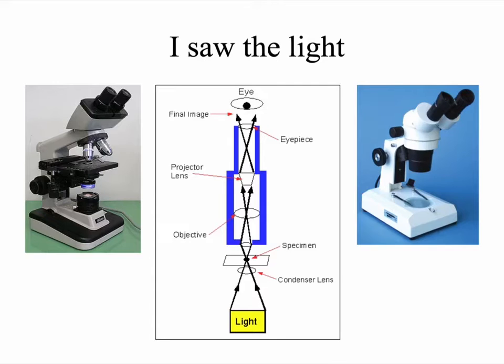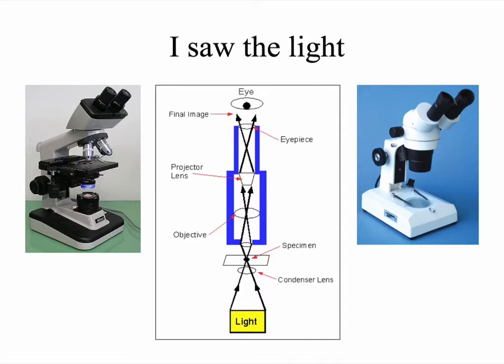Here we see two major types of light microscope. On the left, we have a compound microscope, and on the right, we have a dissecting microscope. Both of these are very common in science labs. For a compound microscope, we see that there is a light source at the bottom, and that light source illuminates our specimen.